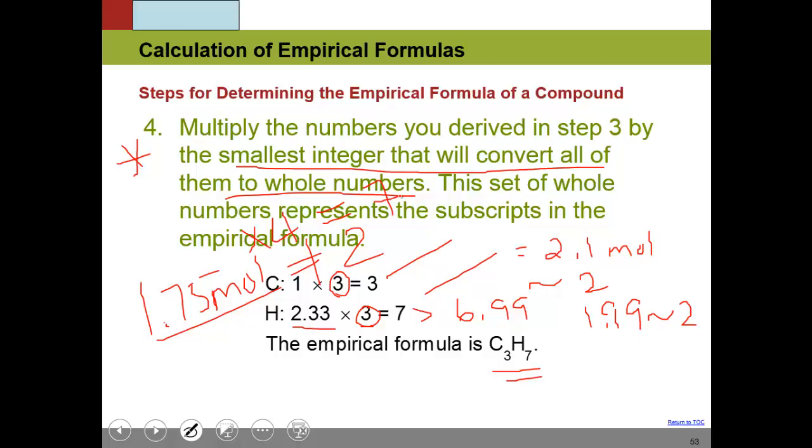And so 2.1 can round down to 2. 1.9 can round up to 2. But 1.75 or 1.8, you can't round up to 2. By practicing some of these problems, you're going to see whether you're able to round or not.